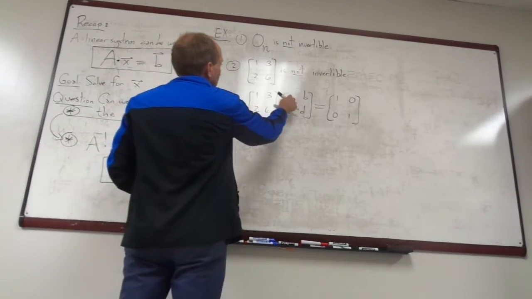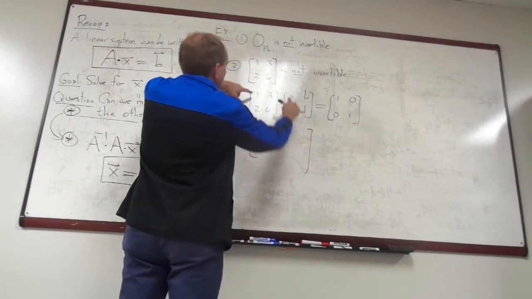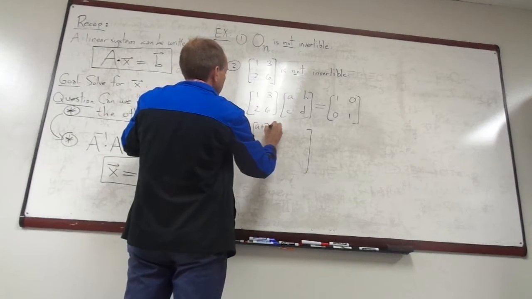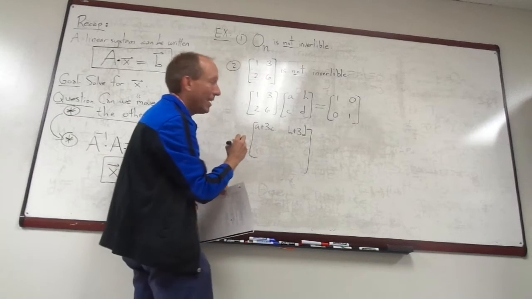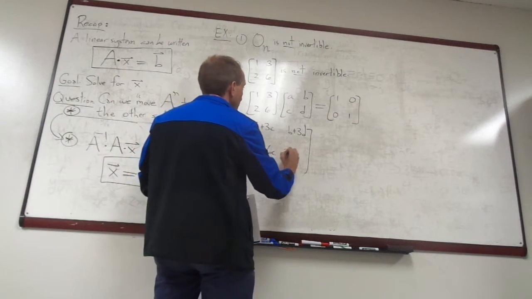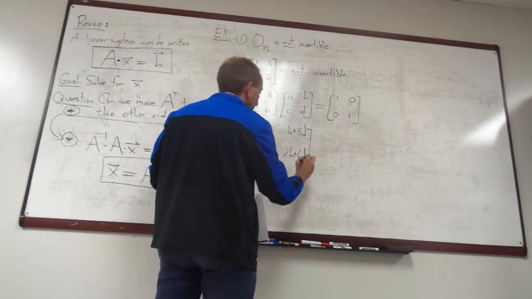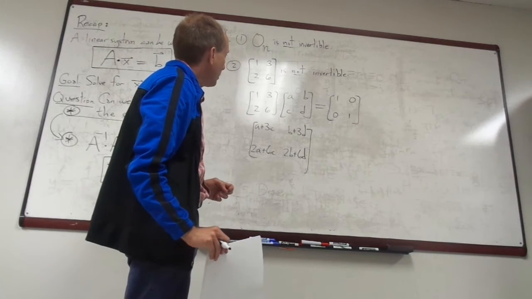If we try to work this out, look at what happens here. When I multiply this thing out, I'm going to get, in the upper left corner, a plus 3c, and then over here b plus 3d, right? And down here 2a plus 6c, and then 2b plus 6d. Okay, so that's kind of what we have.